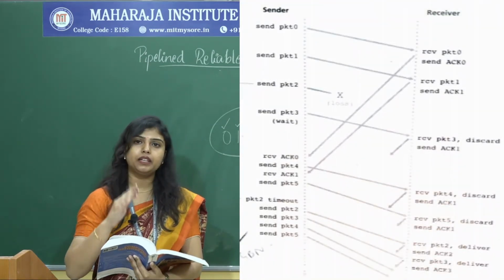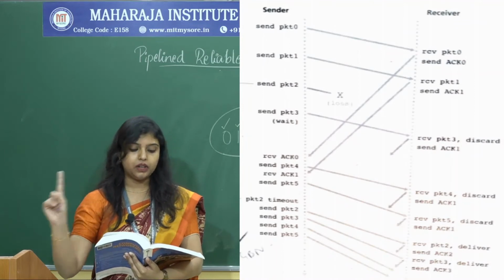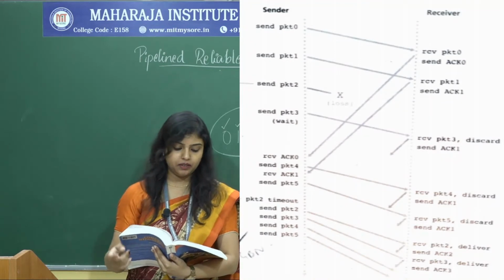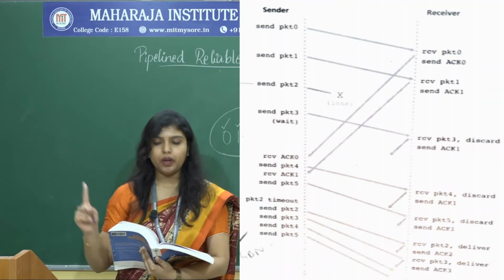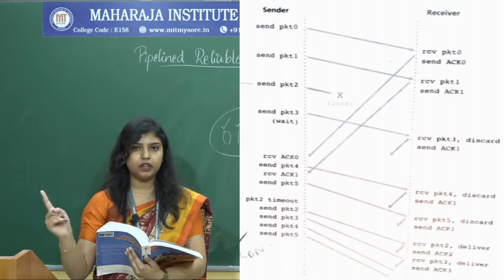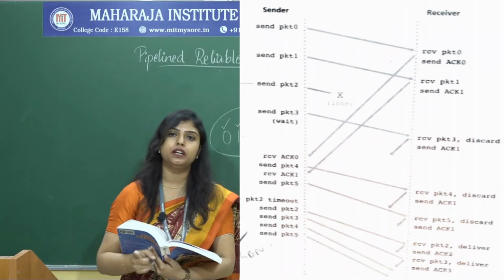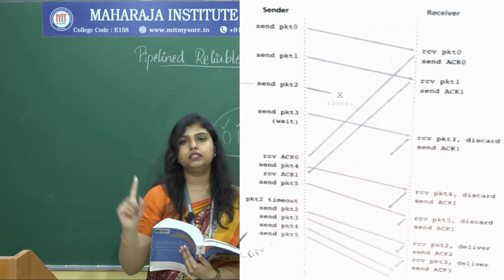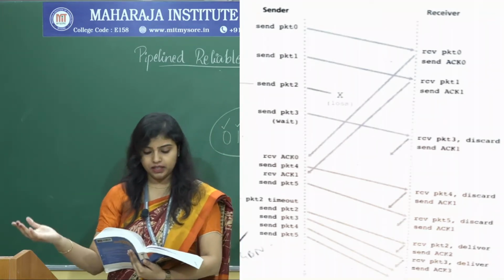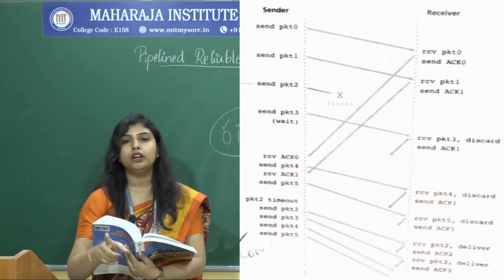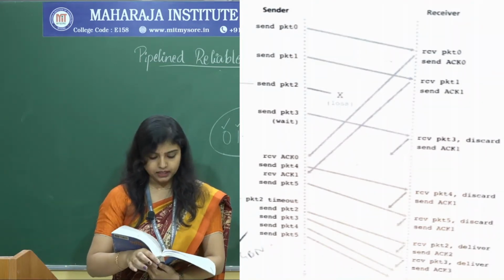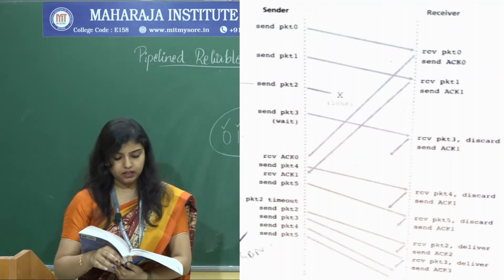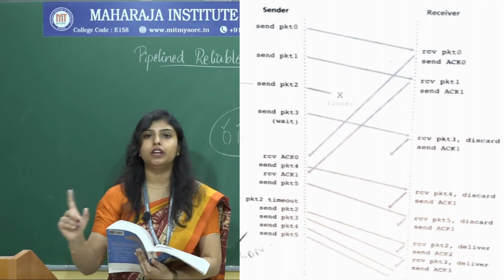From the sender, packet 0 is sent and received by the receiver, and acknowledgement 0 is also sent by the receiver. Then packet 1 is sent, received by the receiver, and acknowledgement 1 is sent. Packet 2 is sent, but while travelling it has been lost. Packet 3 is sent and received by the receiver, and since it has not received sequence number 2, it discards packet 3 and sends acknowledgement 1 again.